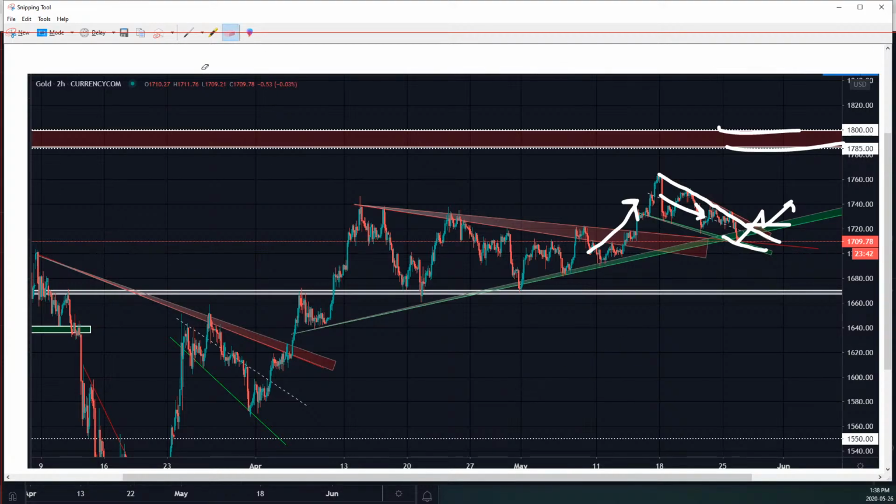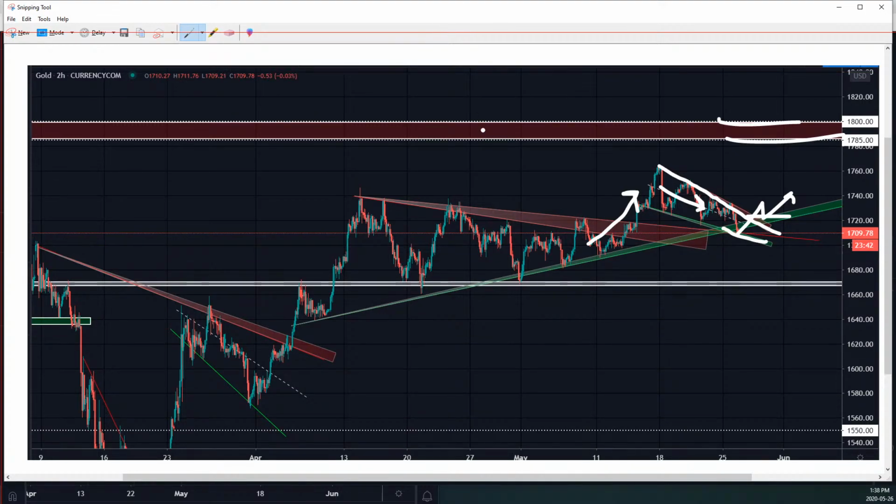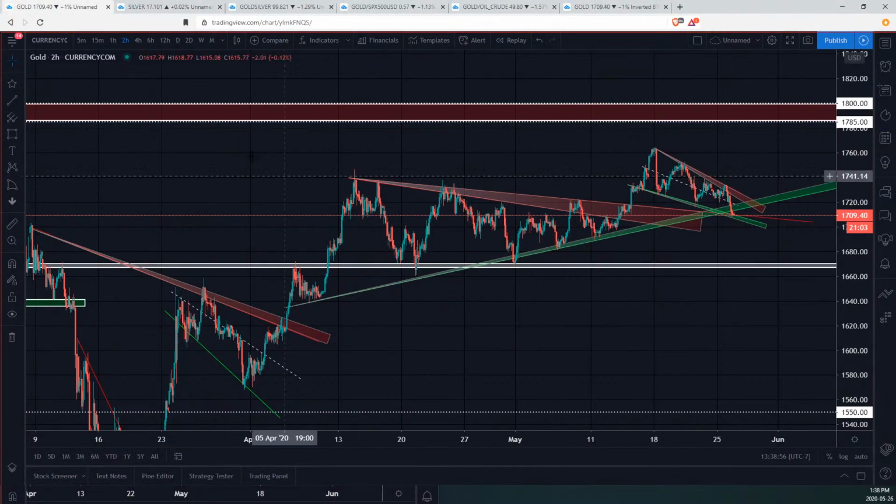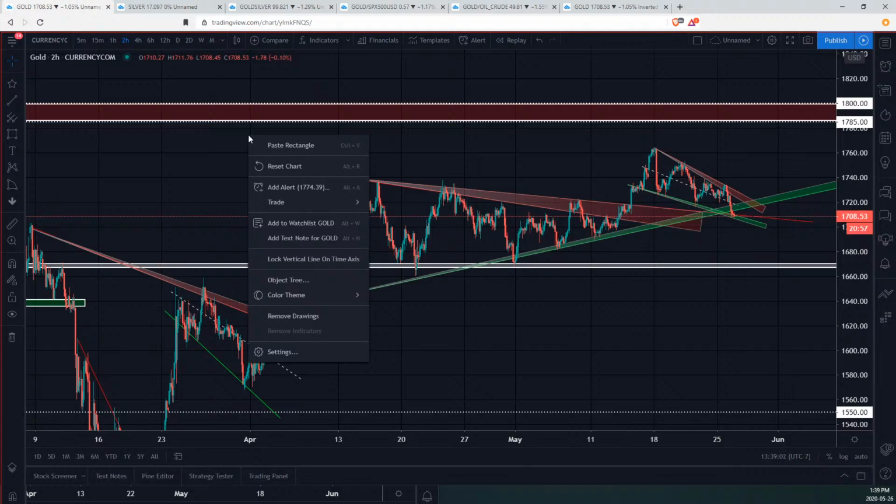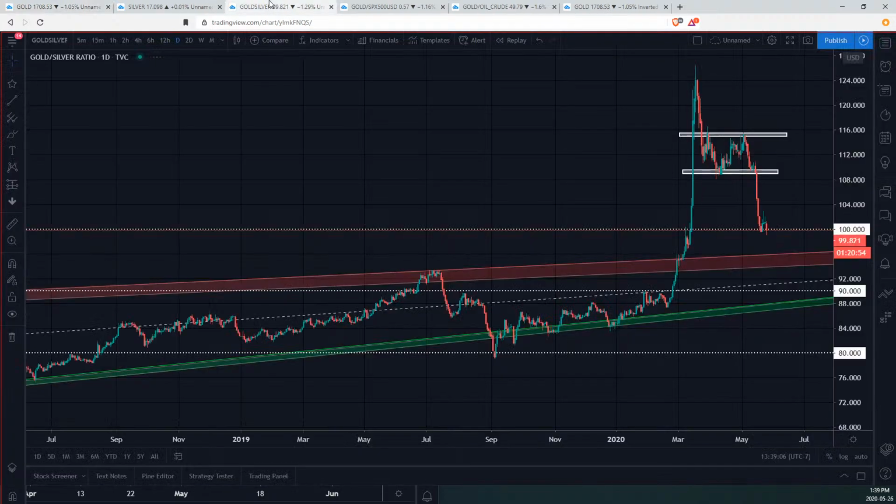You got to give it room, you got to give it patience, and that's how you maintain your bias while being flexible. So that's going to be the overall analysis for gold. Let's now jump right into the gold and silver ratio, and then we'll look at gold, because understanding the gold and silver ratio is pretty key in understanding these two precious metals.